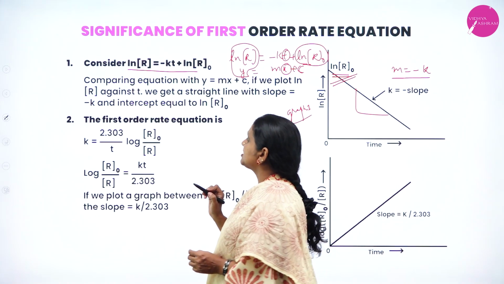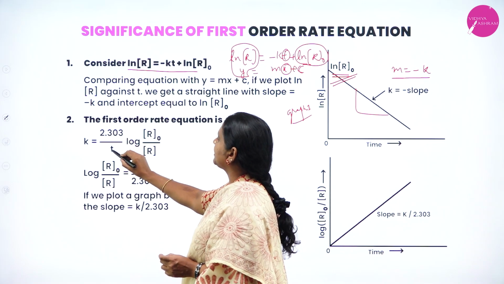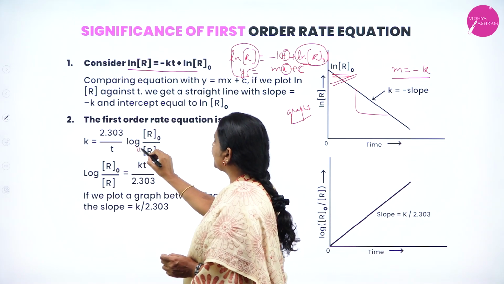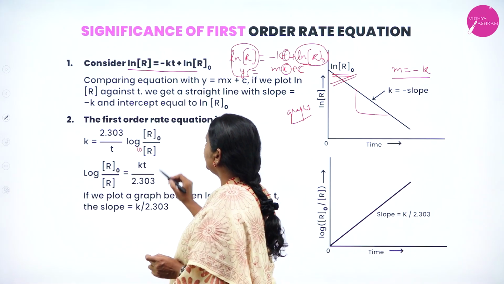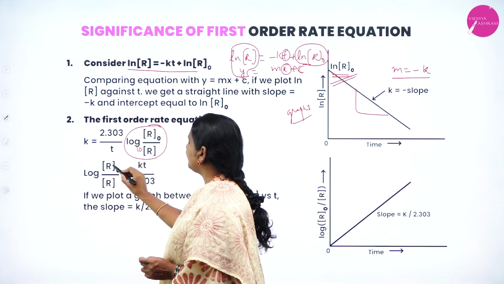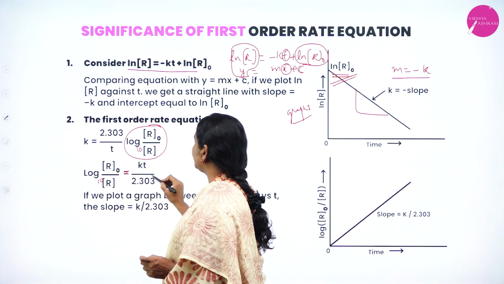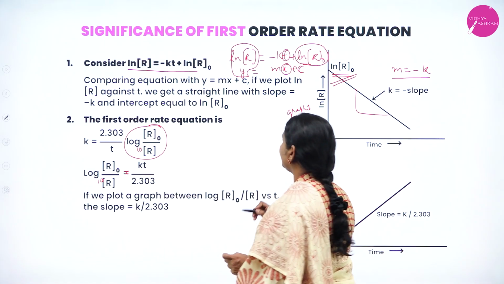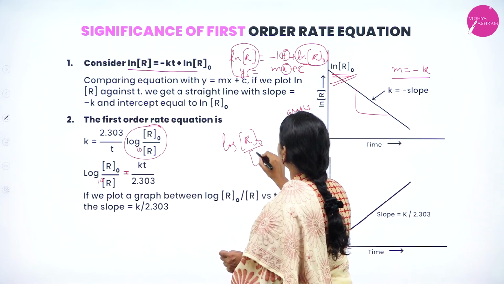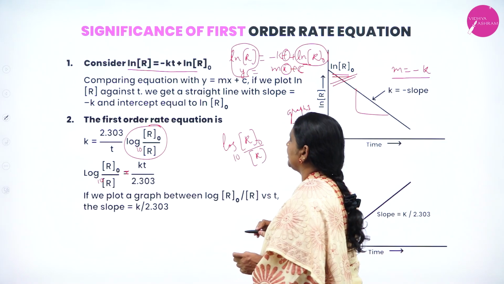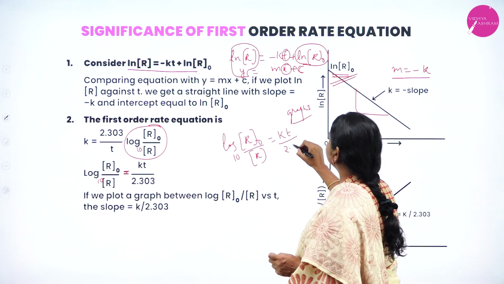Next, the first order rate equation: k is equal to 2.303 divided by T log to the base 10 of molar concentration R0 divided by molar concentration of R. Rearranging, log of R0 by R to the base 10 is equal to Kt divided by 2.303. Let us consider log R0 by R to the base 10 is equal to Kt by 2.303.